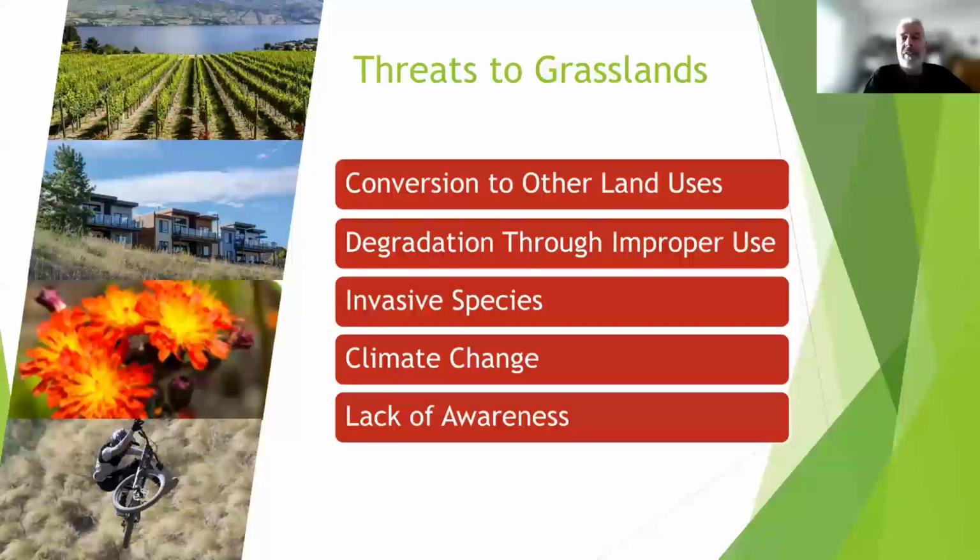So as far as threats to grasslands goes, the big one is conversion to other land uses. Once grasslands have been developed, you lose them, and so then they're done. But degradation through improper use, whether that be grazing and recreation, is a big impact. But probably the biggest over the broadest part of BC's grasslands is invasive species. They occur on almost every grassland in BC. You've got some kind of invasive species. So as a broad impact, invasive species is a big one.